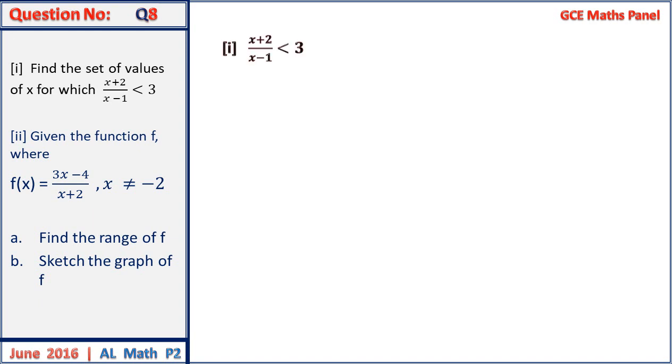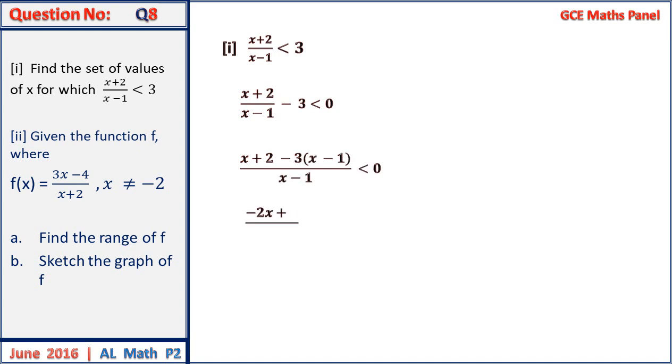Therefore, (x + 2)/(x - 1) less than 3 becomes (x + 2)/(x - 1) - 3 less than 0. We look for the LCM and simplify, and we obtain (-2x + 5)/(x - 1) strictly less than 0.